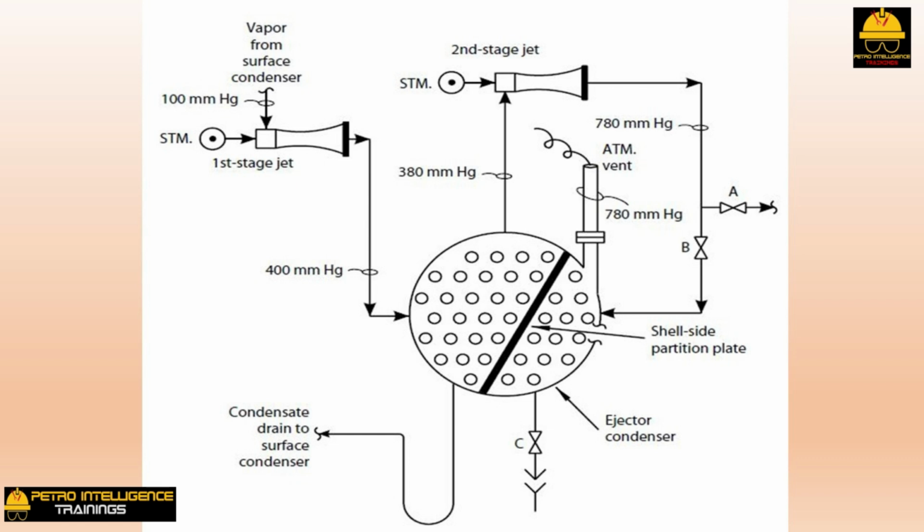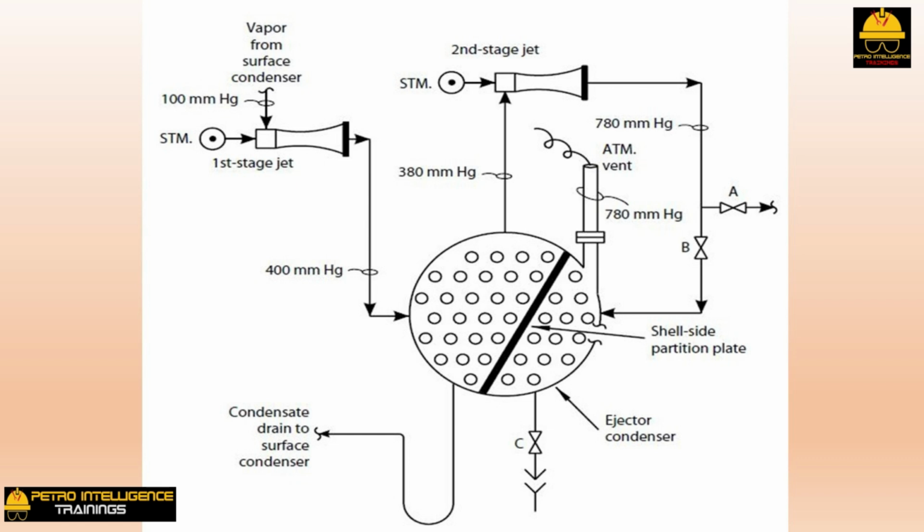If a leak develops in the partition plate in the ejector condensers, then non-condensables, that is, air, will leak back from the 780 millimeters of mercury discharge of the second stage jet into the 380 millimeters of mercury suction of the second stage jet. This internal non-condensable leakage will cause internal recirculation and overloading of the second stage jet.